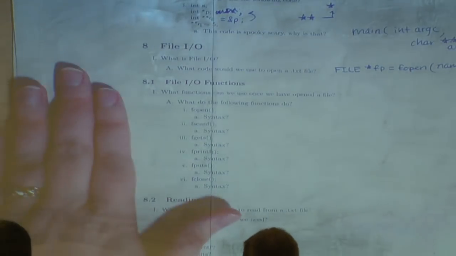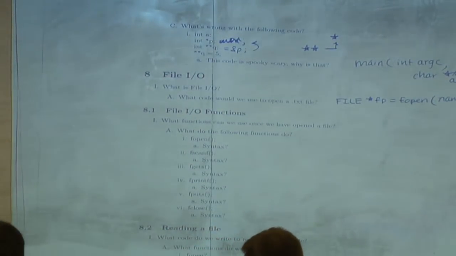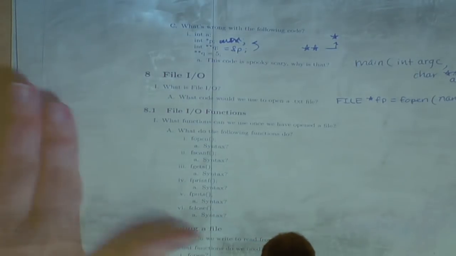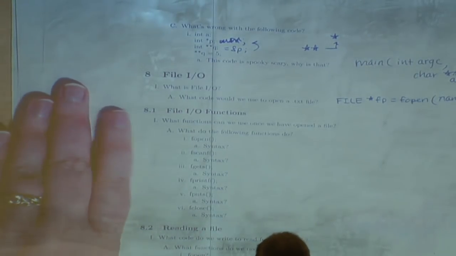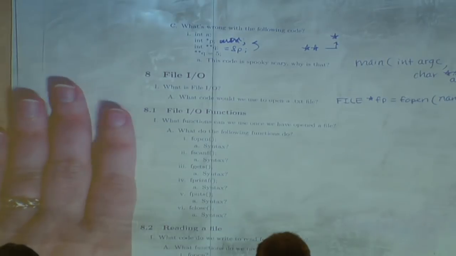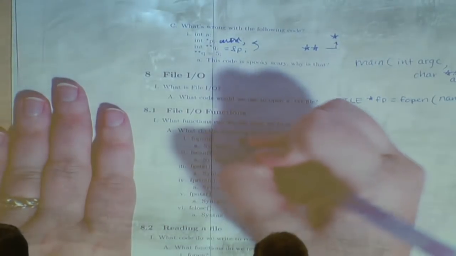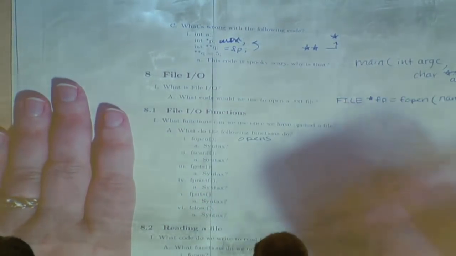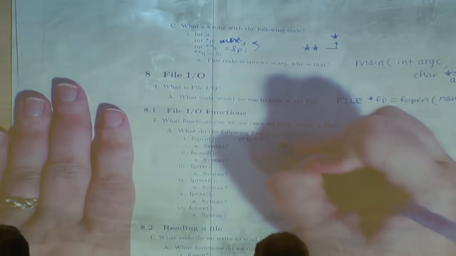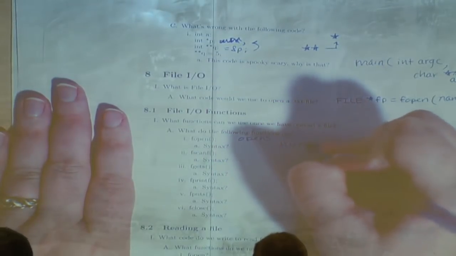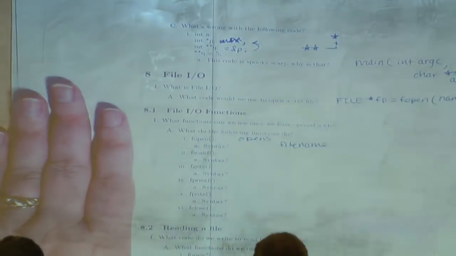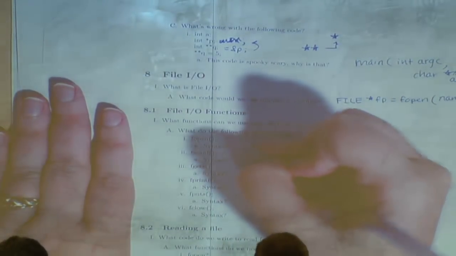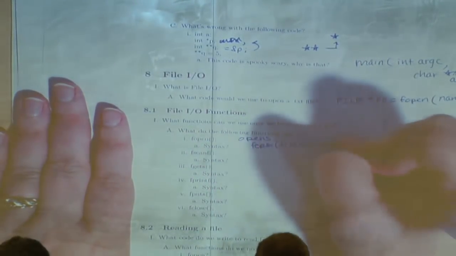So this is just the various functions that you can use when opening a file. fopen just opens, and its syntax needs a file name. So just fopen with the file name, and it can get that file name from various places.